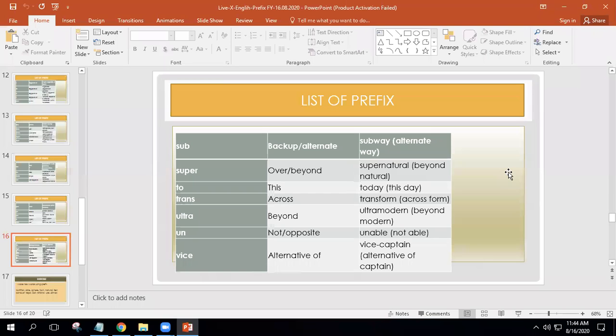Okay. Next, the prefix is un, which means not or opposite. Here, the example can be unable. That means not able. This is a quite common term. Next, vice. That means alternative of. For example, vice captain, or you can also tell vice principal. That is alternative of captain or alternative of principal.